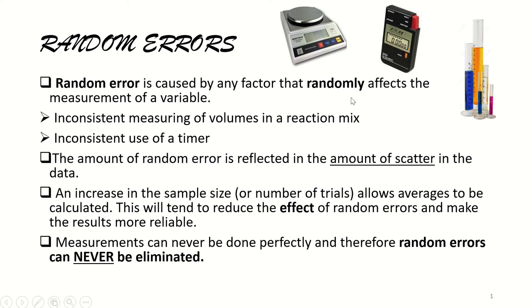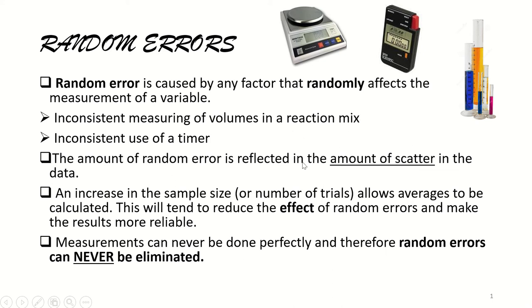So this could include the use of a timer. Sometimes when we're timing something, we're going to be a little bit too high, a little bit too low. So there's going to be that random fluctuation around what the real measurement is. And basically, the amount of random error is reflected in the amount of scatter. So when you're looking at your trials, if there's scatter, there's going to be random error present.